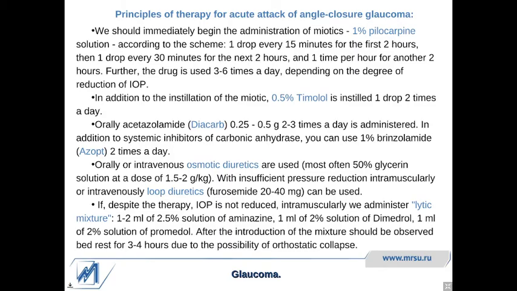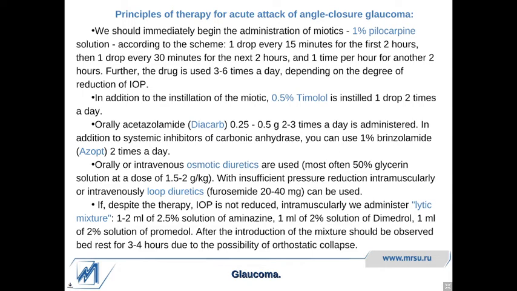About the treatment of acute attack of angle closure glaucoma. First of all, we should immediately begin the administration of miotics according to the special scheme: one drop every 15 minutes for the first 2 hours, then one drop every 30 minutes for the next 2 hours, and one time per hour for another 2 hours. In addition to the installation of miotics, we can use timolol.